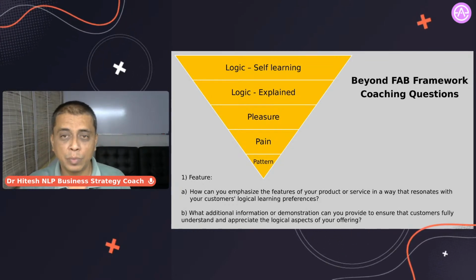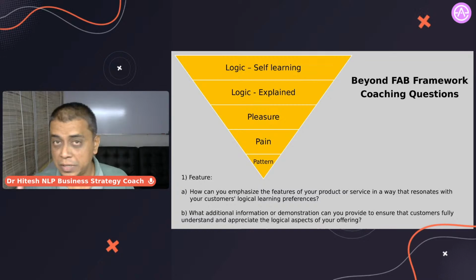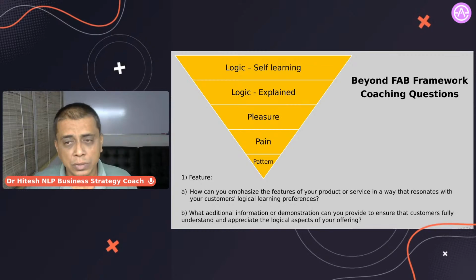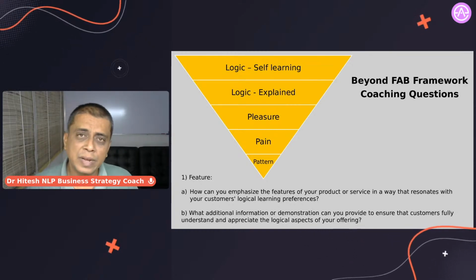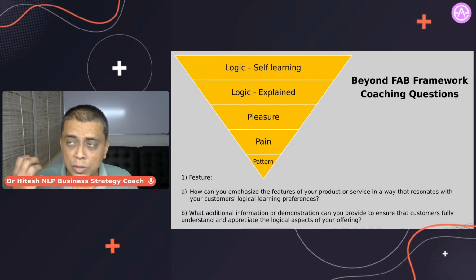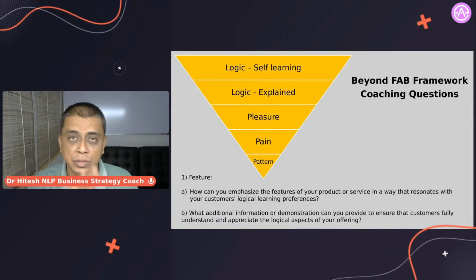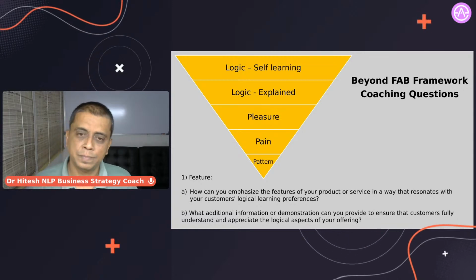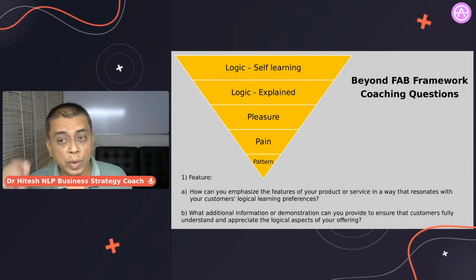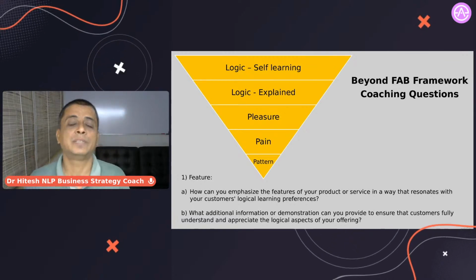Now let's understand the feature part, which is the logical and self-learning part towards the customer, as we discussed yesterday. How can you emphasize the feature of your product or service in a way that resonates with your customers' logical learning preferences? Think about your customers' logic, how they learn, and emphasize the features that way. Give three answers. And what additional information and demonstration can you provide to ensure that the customer fully understands and appreciates the logical aspect of your offering?